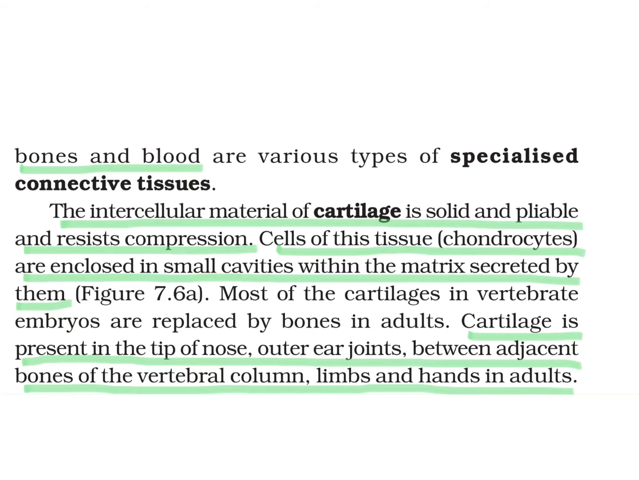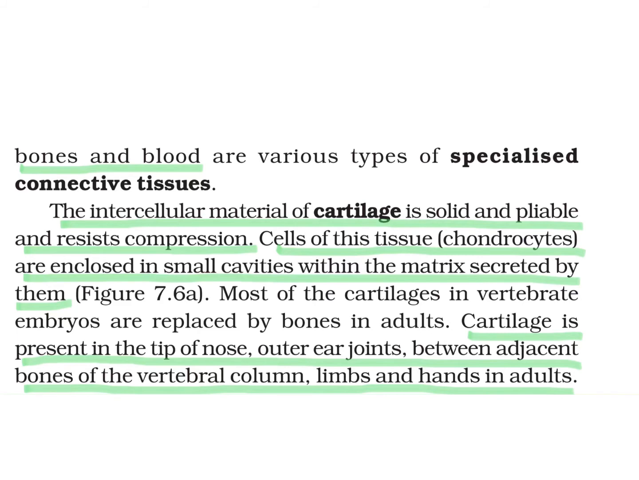Now we are going to talk about the specialized type of connective tissue. So this is the last type of connective tissue, and it will include cartilage, bones as well as blood. So in this, first of all we will describe cartilage. Here the intercellular material of cartilage is solid and pliable, and it can resist compression. Actually it is a flexible type, it is not that strong or stout.